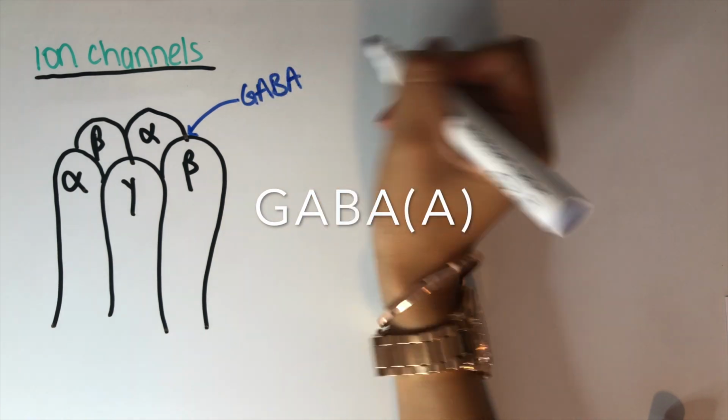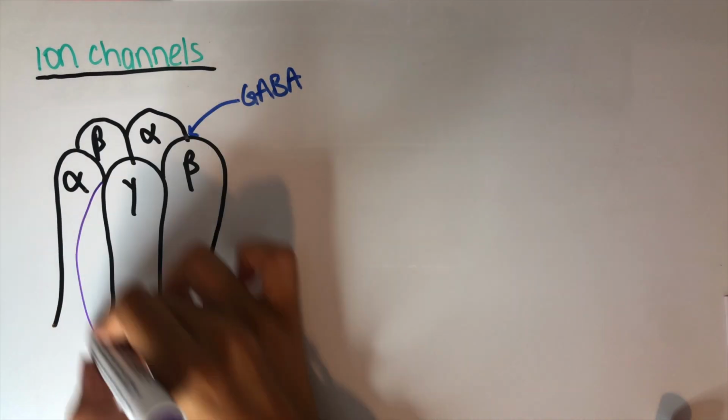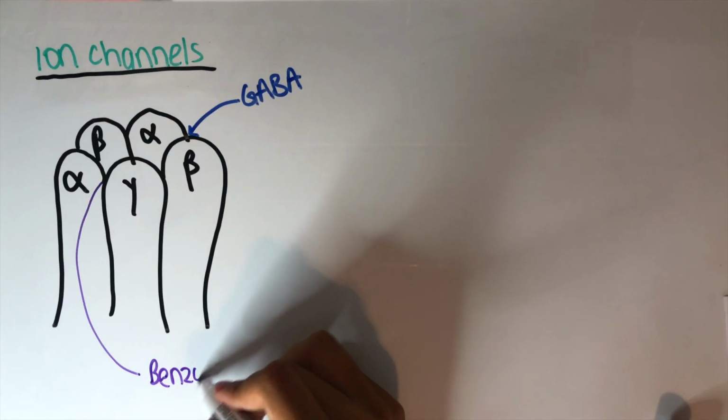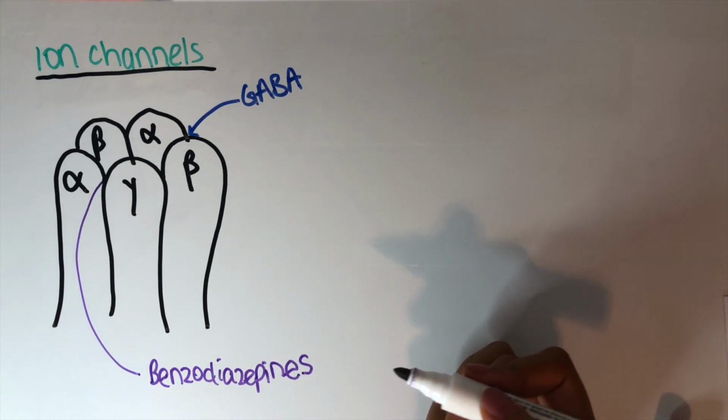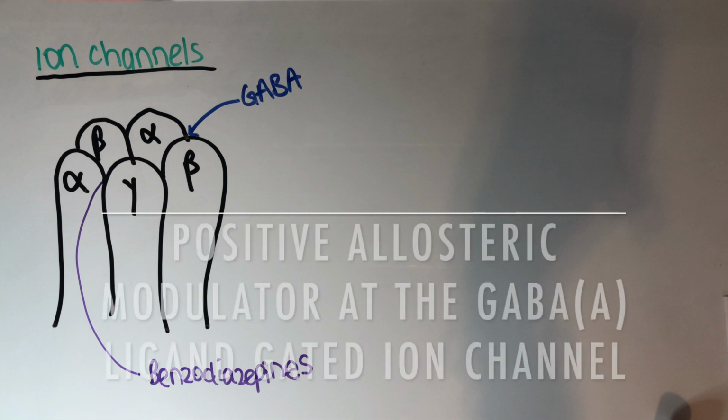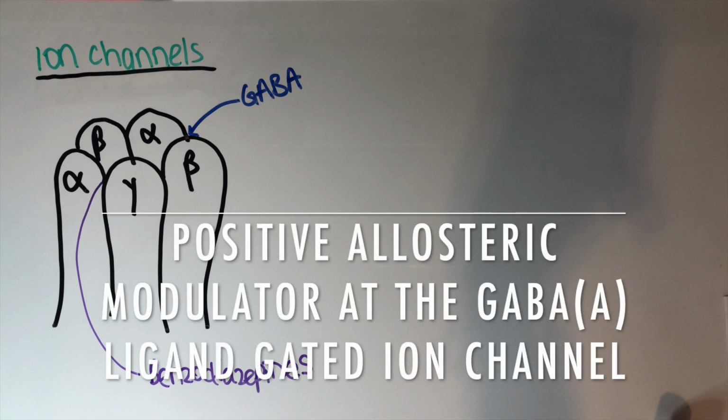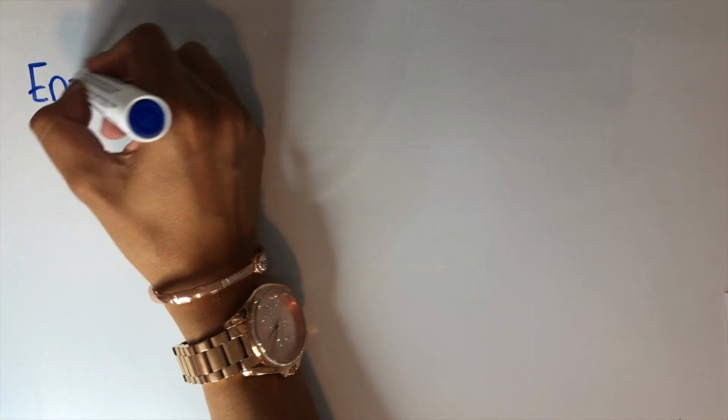Here is a GABA A receptor where GABA binds to the alpha and beta subunit, whereas benzodiazepines such as diazepam bind to the alpha gamma subunit. So benzodiazepines act as a positive allosteric modulator at the GABA A ligand-gated ion channel.